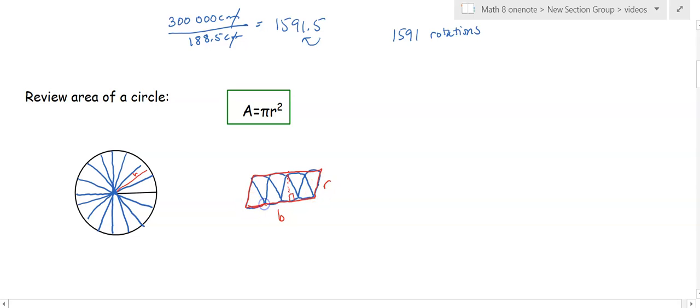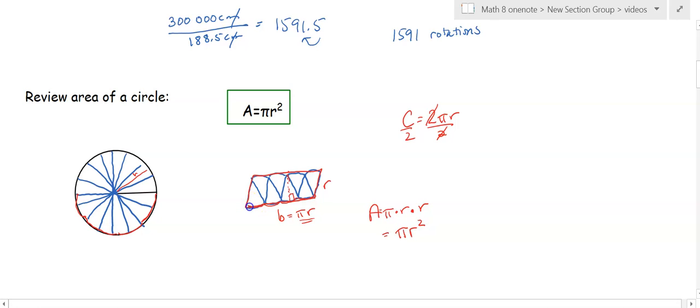Our base is 1, 2, 3, 4 crusts of the pizza, or half the circumference. Remember, circumference is 2 pi r, so that's the full circumference. If I want half the circumference, then half the circumference is going to be pi times radius. So our area is going to be our base, pi r, multiplied by our height, r, or we could write that as pi r squared.